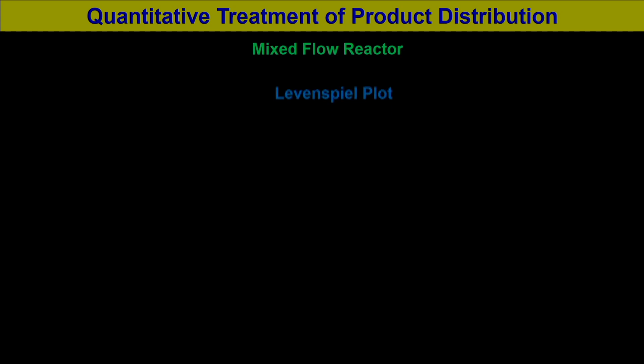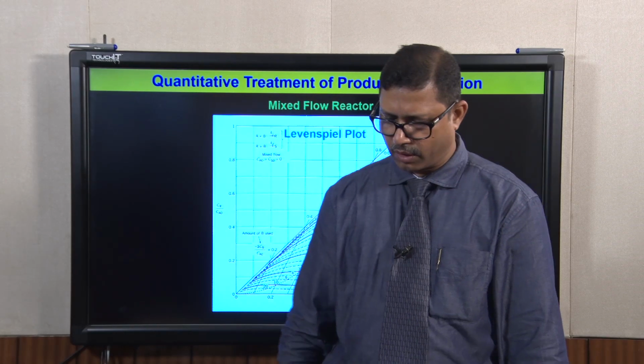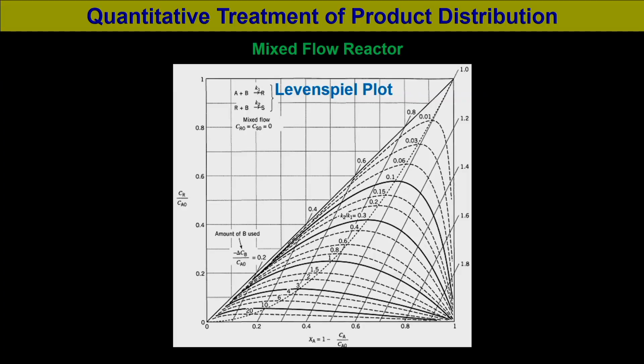Graphically, we can see the Levenspiel plot for the mixed flow reactor. It is similar to the earlier plot we did for the plug flow reactor. The Levenspiel plot for various K2 by K1 values and delta CB by CA naught shows the distribution of the products.